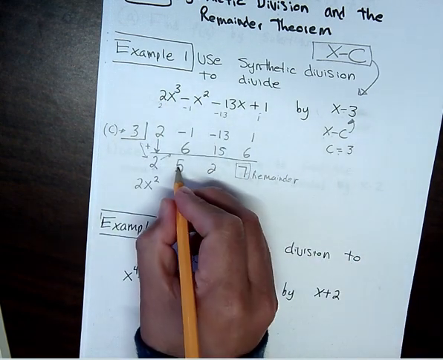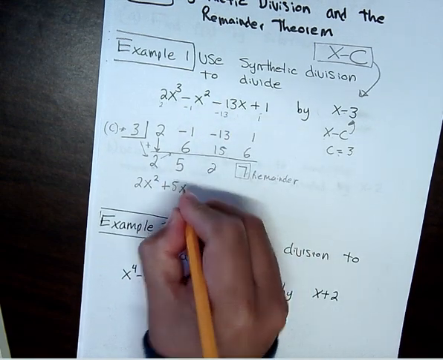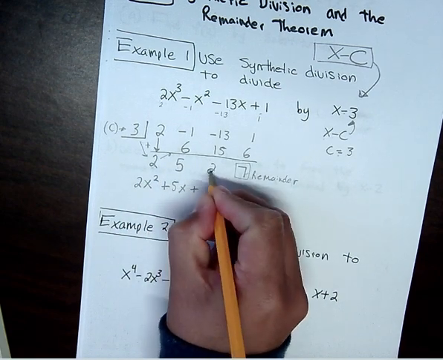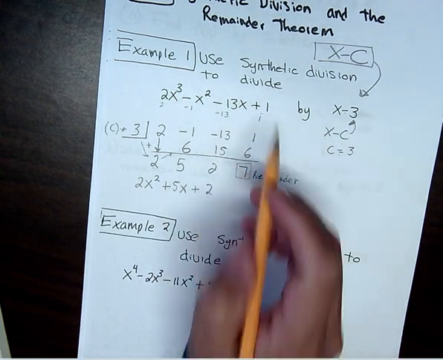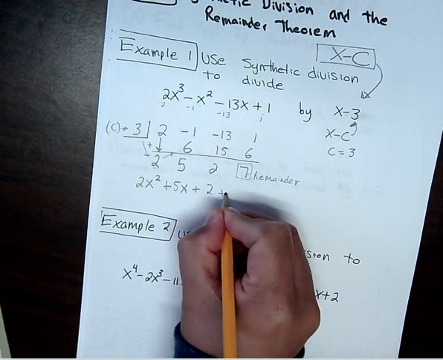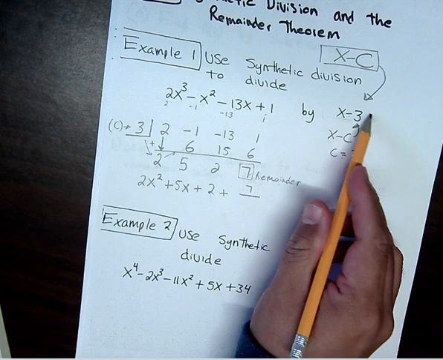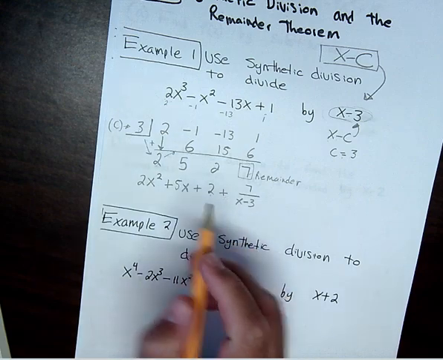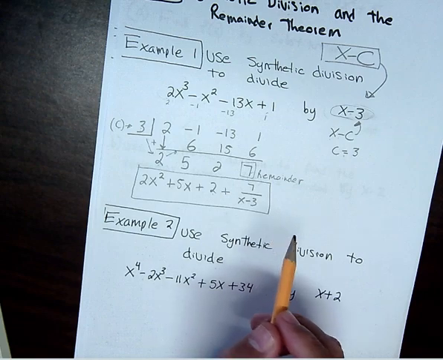So plus 5x, and you follow these symbols here. Plus, plus, plus. Sometimes you might get a negative here. Plus 2, that's it. You have the constant. So remember what I told you before. When you get a remainder, you're going to put plus 7 over the divisor, which is this. Not just a number, the whole thing. X minus 3. And you arrive to the same answer without doing long division.